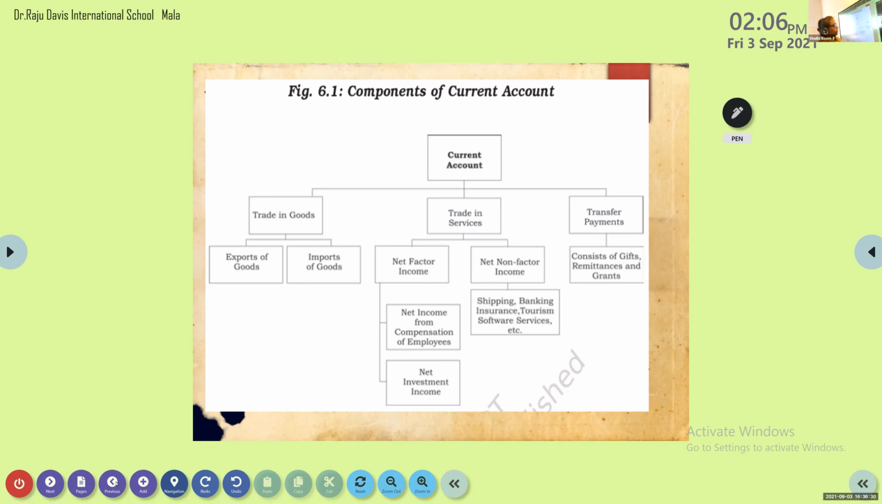Previous period, we discussed the components of the current account. Amal, can you tell me what are the components of current account? So many things we listed out. What all things are coming in that? Amal?